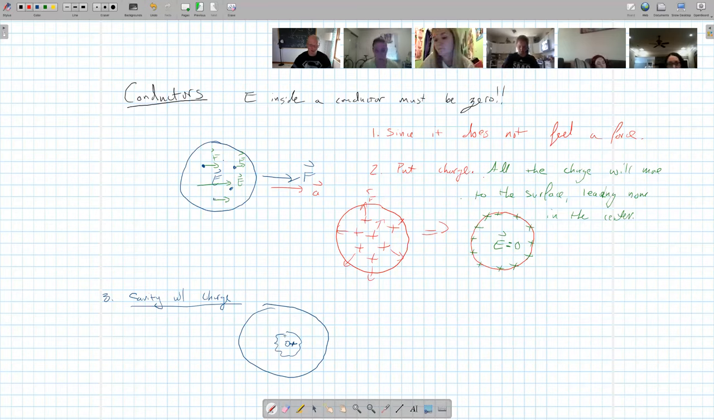Again, due to our Coulomb attraction and repulsion, if this is a positive charge on the inside, all the negative charges will move towards the positive charge, but then they'll be bound on the inside of this cavity. So the cavity is going to have negative charges around it, but since all the negative charges moved to the inside of the cavity, that leaves only positive charges on the exterior of the conductor. So all along the surface will be positive charges.